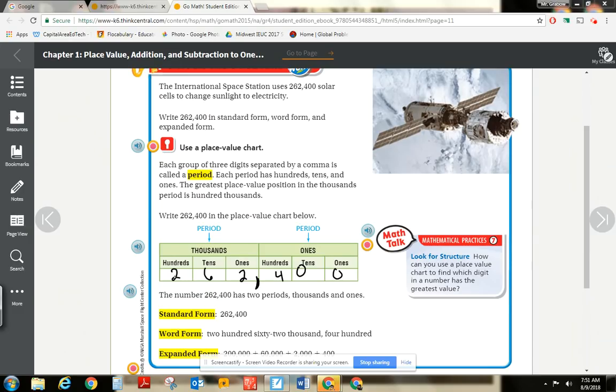So listen again. 262,400. So I'm going to come back to these three different ways of how to write a number, the standard form, the word form, and expanded form, in just a minute.